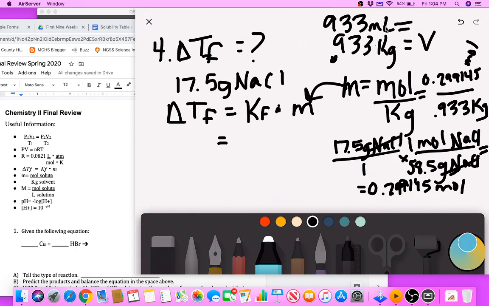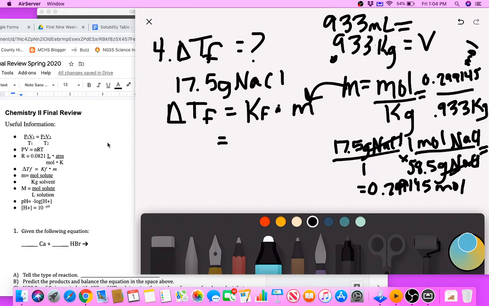Water is the universal solvent. And so we had to convert that to kilograms by dividing by 1,000, because again, there's 1,000 grams in 1 kilogram. And again, 933 milliliters is the same as 933 grams of water, because 1 gram of water is 1 milliliter. And so that gives us 0.933 kilograms of solvent. So then we divide our 0.299145 moles of sodium chloride by 0.933 kilograms of water.